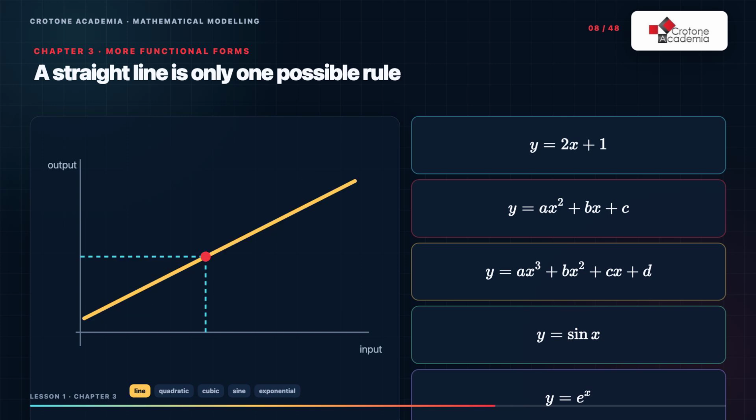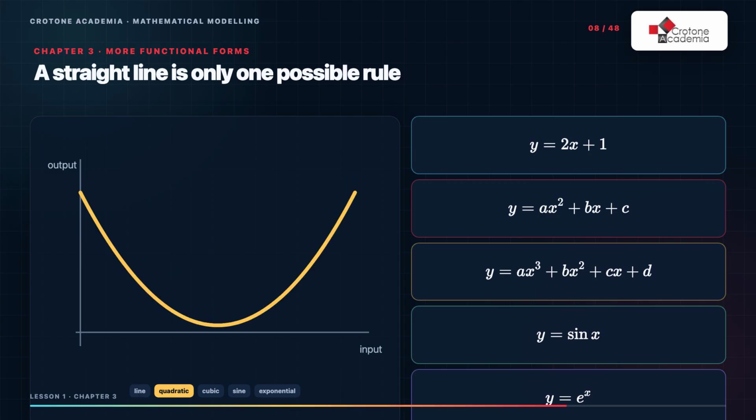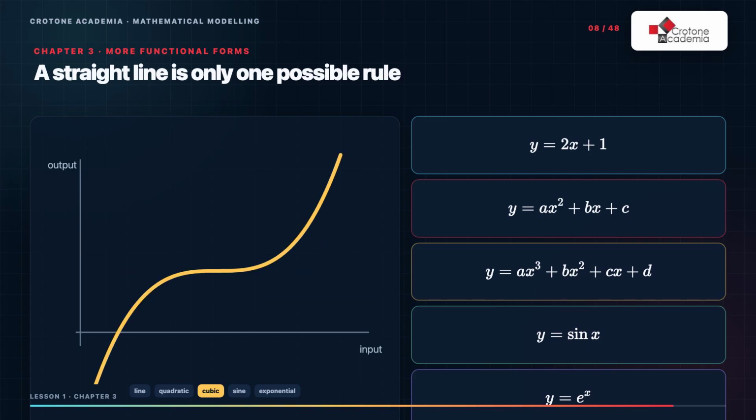When a function is known, this is still a forward calculation. Substitute the input and evaluate. The difficult practical problem begins when the true function is not supplied.